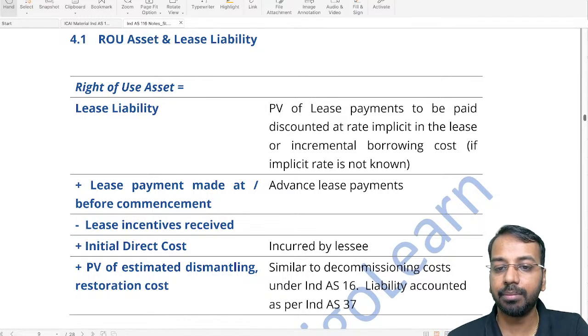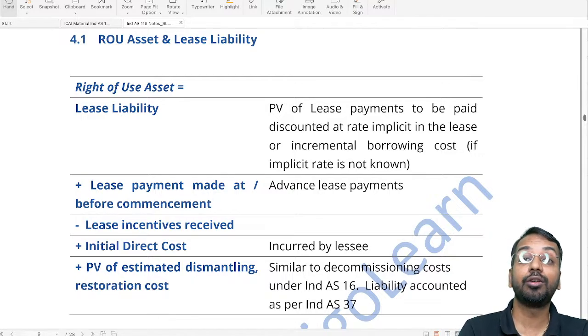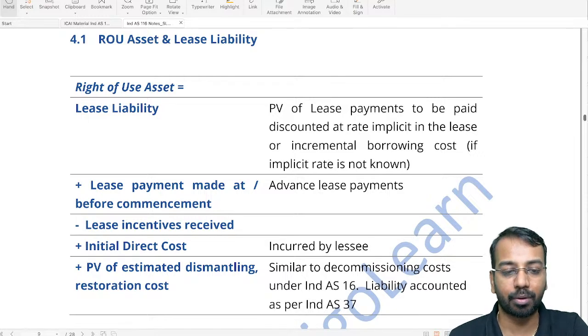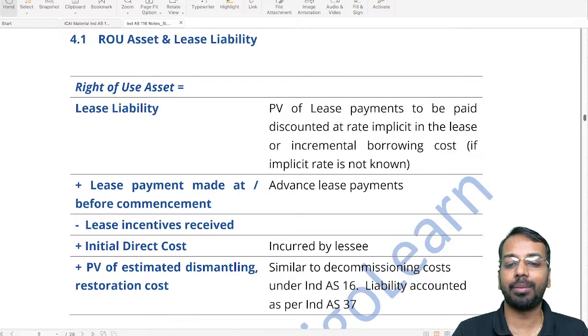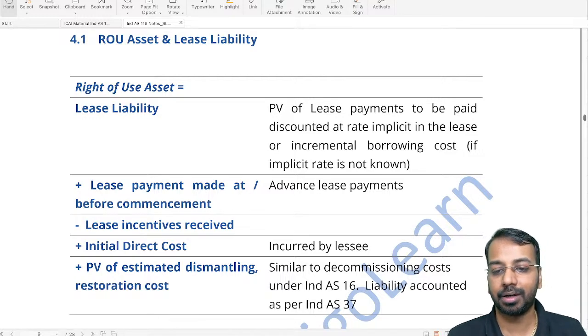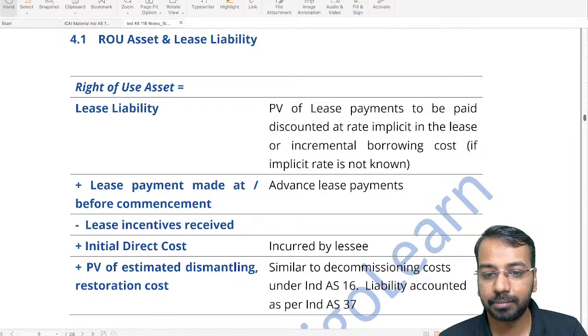What to include: minimum in-substance variable amount or total variable amount? You will include the minimum in-substance amount. So in the example we took 5,000, we will include that. Any amount paid over and above 5,000 will be charged to P&L. Okay, minimum in-substance, that is done.